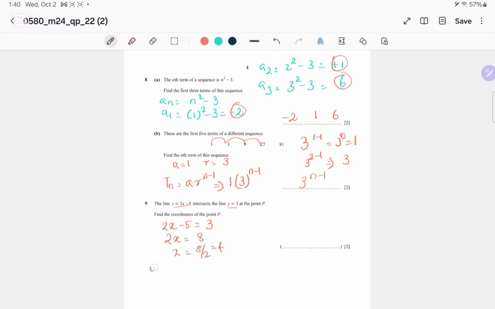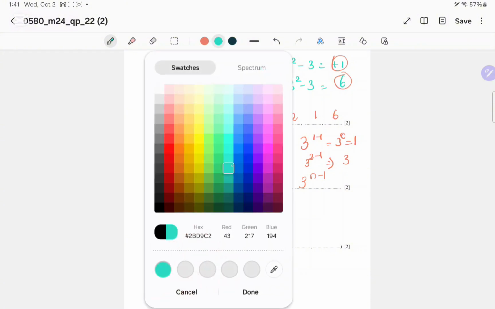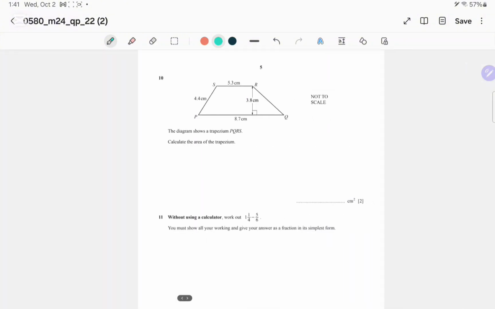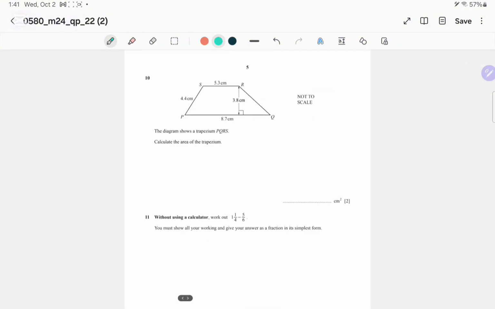Now we will find y. By substituting the x value 4 into equation 2, 2 times 4 minus 5, it is 8 minus 5, which is equal to 3. Okay, y is equal to 3. So your answer is 4 and 3. Okay, x is 4 and y is 3. Can we move to the 10th question now?